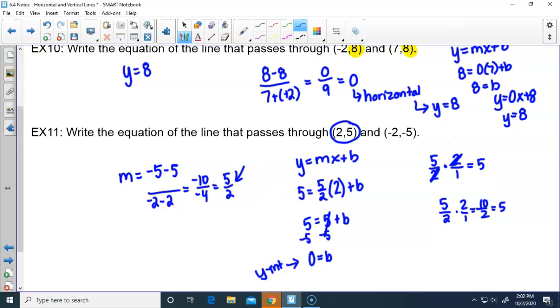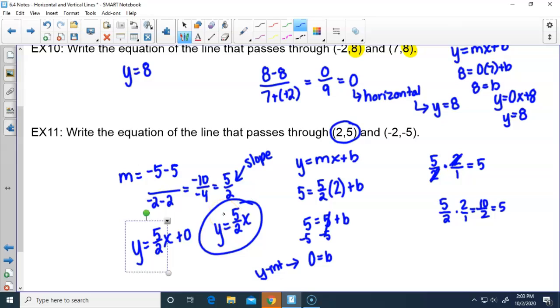Our slope was 5/2. So we're going to say y equals 5/2 x plus 0. This makes you look like you don't know what you're talking about because that plus 0 right there doesn't add anything to the problem. So you would probably want to write it like this: y equals 5/2 x, and that would be your answer. So watch out for those. They could be thrown in there where it's not actually vertical or horizontal.